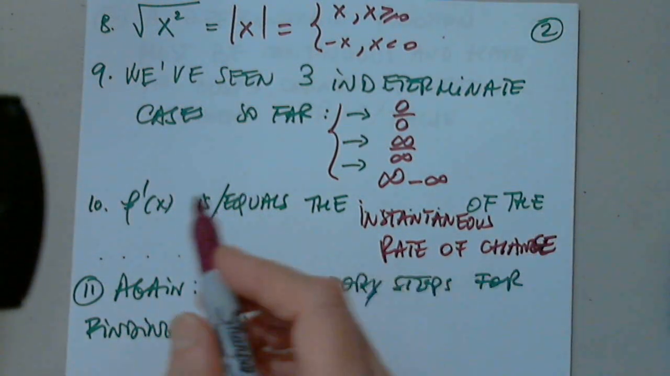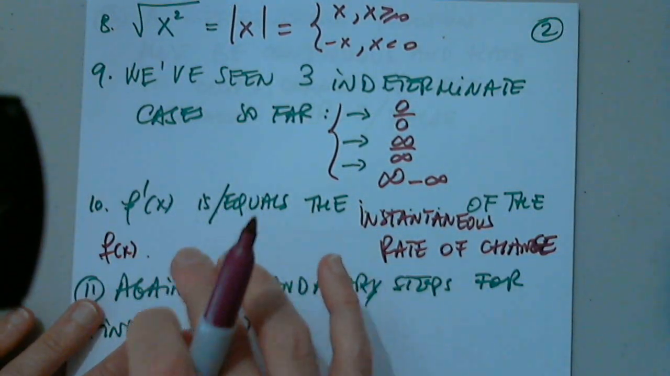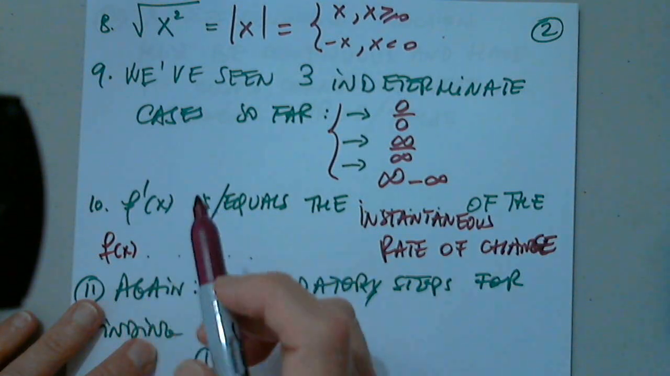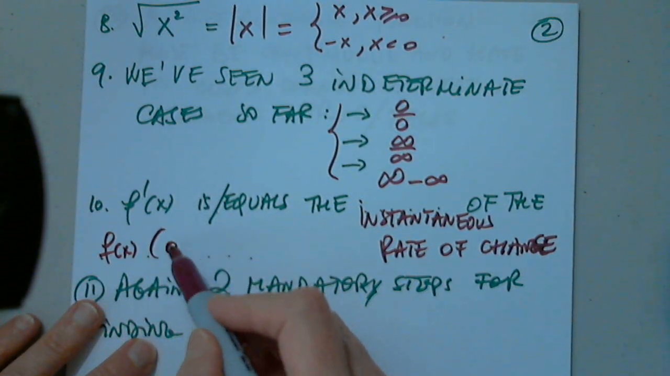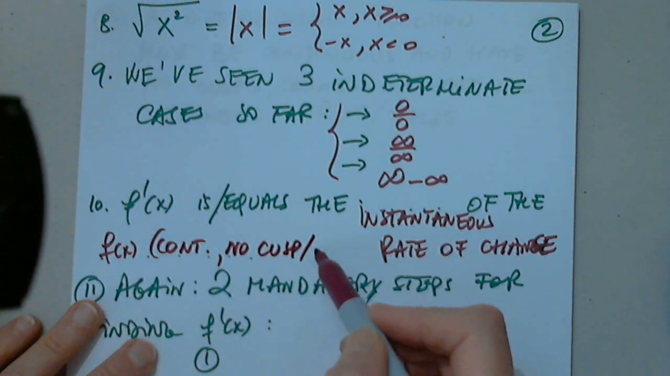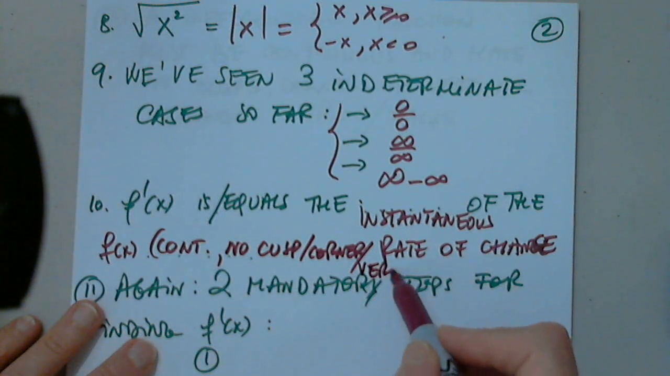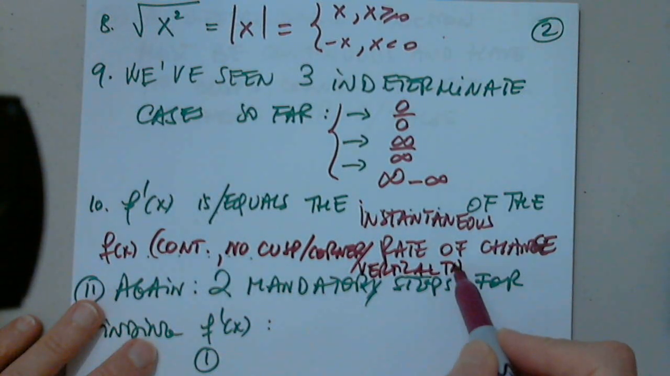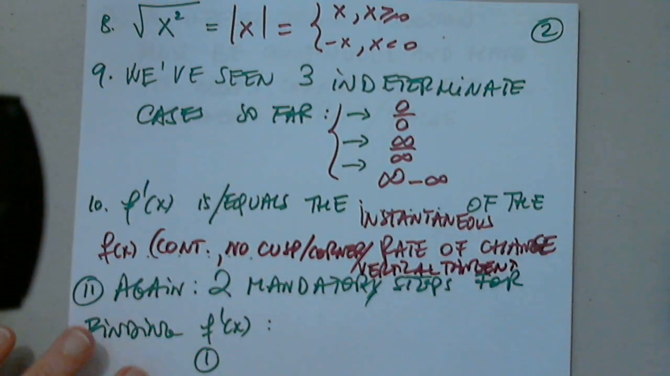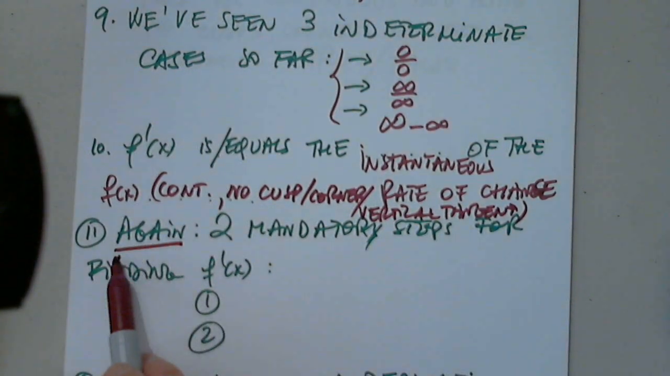GE of f of x. But this is very important. There is a condition here, right? Where the function is continuous and no cusp, corner, or vertical tangent. In other words, where the function is differentiable. Good. Again, we talked about this before.